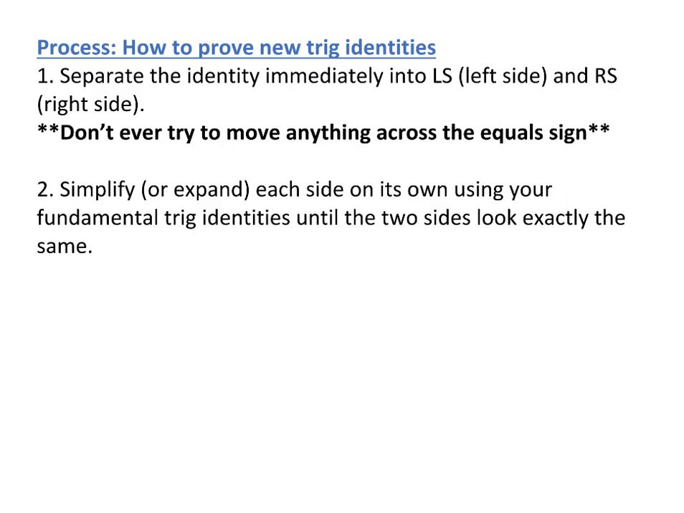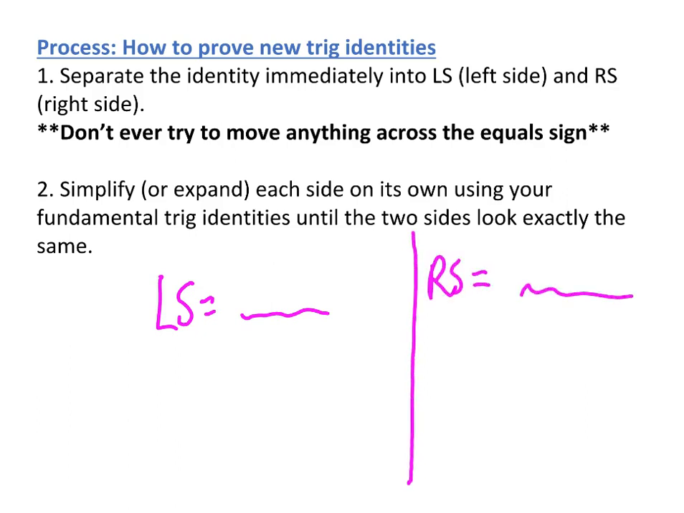The first thing you have to do is separate everything into the left side and the right side. So you'll write down left side equals, and you'll write down what the left side of your equation is. Then put a line down the middle, and you'll write the right side equals, write down whatever the right side is. But those 2 things can never cross. So this is maybe the most common mistake people make in proofs, is that they want to treat them like an equation that you could solve.